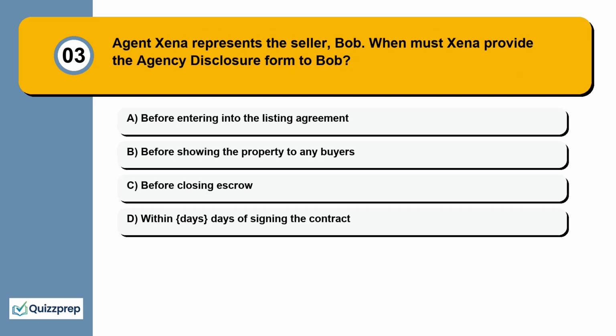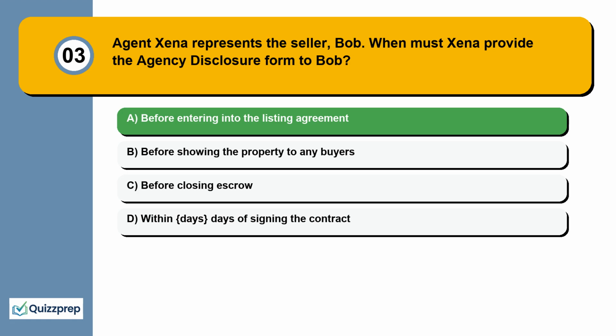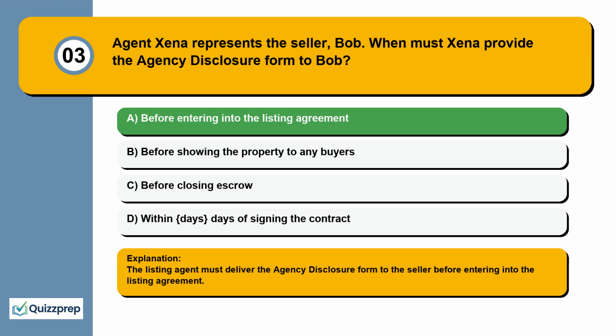Question 3. Agent Zena represents the seller, Bob. When must Zena provide the agency disclosure form to Bob? Before entering into the listing agreement, before showing the property to any buyers, before closing escrow, within days of signing the contract. The listing agent must deliver the agency disclosure form to the seller before entering into the listing agreement.